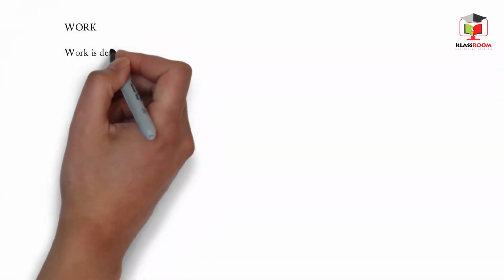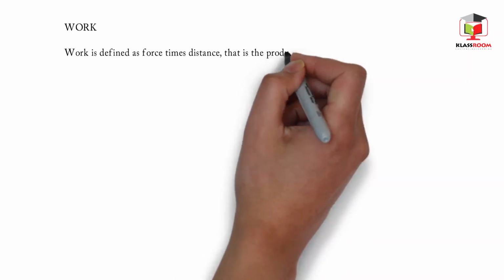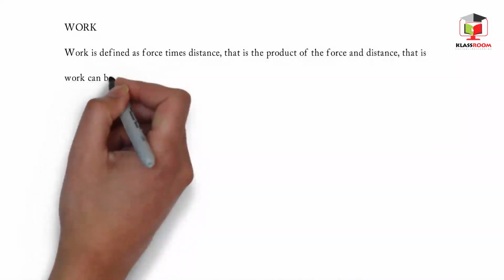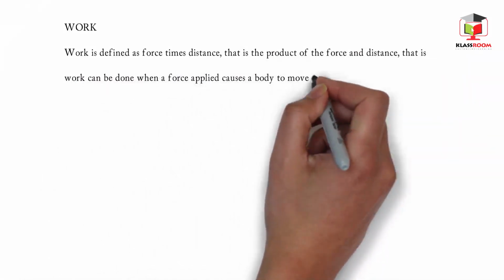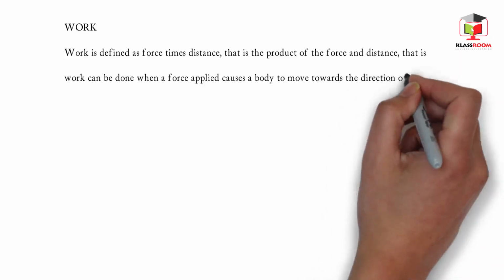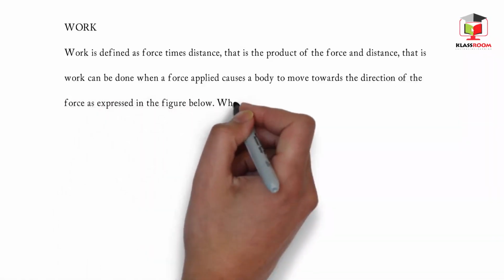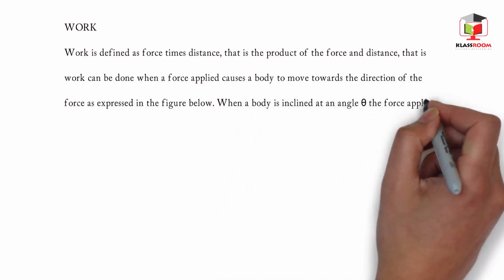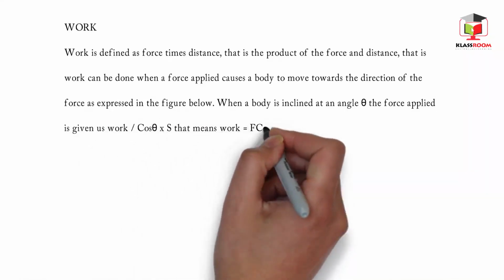Work. Work is defined as force times distance. That's the product of the force and distance. That is, work can be done when the force applied causes the body to move toward the direction of the force, as expressed in the figure below. When a body is inclined at an angle theta, the force applied is given as F cos theta, so work will be equal to F cos theta times s.